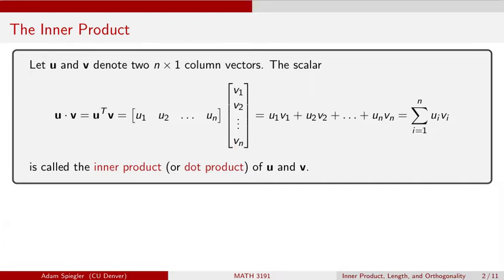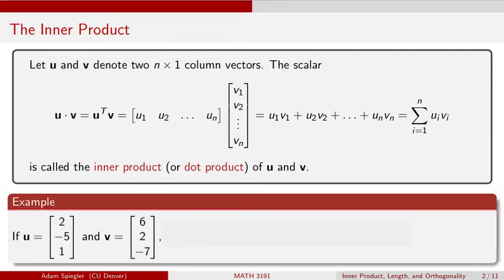So we can only define the dot product if u and v are the same size. So in other words, using summation notation, we can write this as the sum as i goes from 1 to n of ui times vi. And again, the result in the end is a scalar value. So taking the dot product of two vectors results in a scalar. And this we call the inner product or the dot product of the two vectors. So let's take a look at an example before discussing some properties of the inner product.